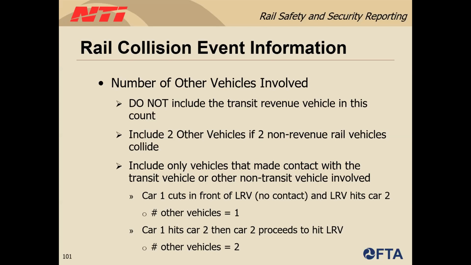If car 1 hits car 2, and then car 2 goes on and hits the light rail vehicle, the number of other vehicles to report would be 2, since both car 1 and car 2 had contact. Please note that where it says number of other vehicles involved, this is not where you indicate the total number of vehicles. This is only to include the number of other vehicles, not the train. You would not include that in the count.